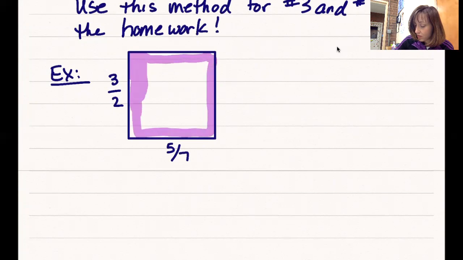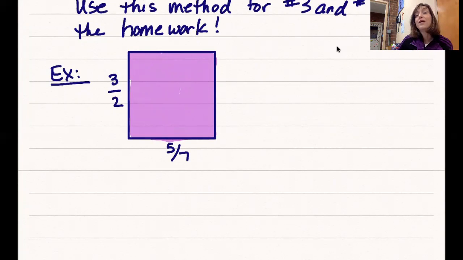And I want you to go ahead and calculate the area there using the smaller pieces that have unit fraction side lengths. So I already know that you can probably just multiply 3/2 times 5/7. That's easy. Make it a little more challenging to see if you can show me how to do it by smaller rectangles with unit fraction side lengths. Okay, go ahead and pause your video now, and I will see you back in 1 minute.